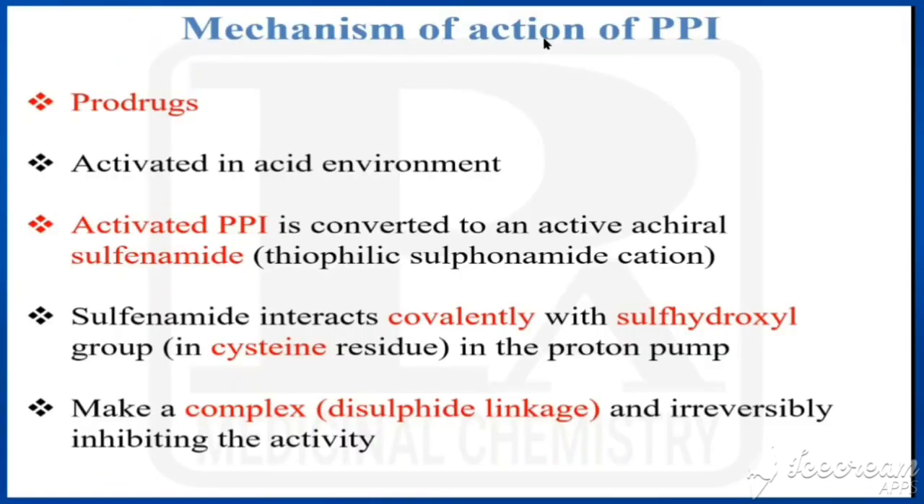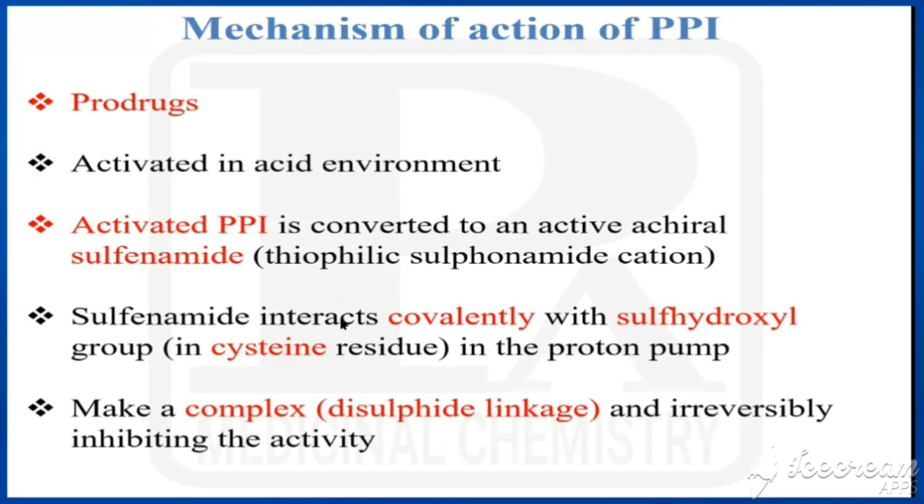Now we'll see the mechanism of action of proton pump inhibitors. Already we have seen these are prodrugs, so they have to be activated. Where are they activated? They are activated in an acid environment. So we get the active drug. What is the active drug? It is an active achiral sulfonamide, which can be called a thiophilic sulfonamide cation. So after activation we get the active achiral sulfonamide, that is the thiophilic sulfonamide cation.